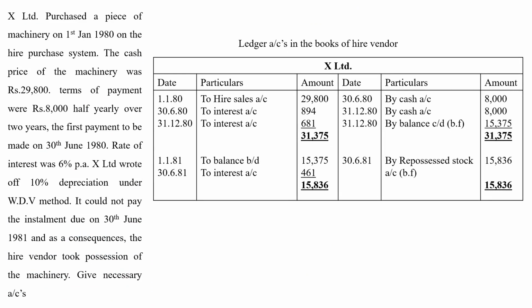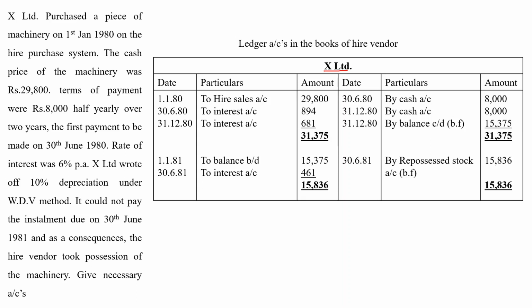In the hire vendor's books, the account that we open is hire purchaser. In this question, the hire purchaser is X Limited. So we are opening X Limited account. Okay, as I already told you in my previous video, in the first year we will have 4 entries. Now we are looking into the seller's point of view: for selling the asset, for receiving down payment, interest becoming due and receiving installment amount.